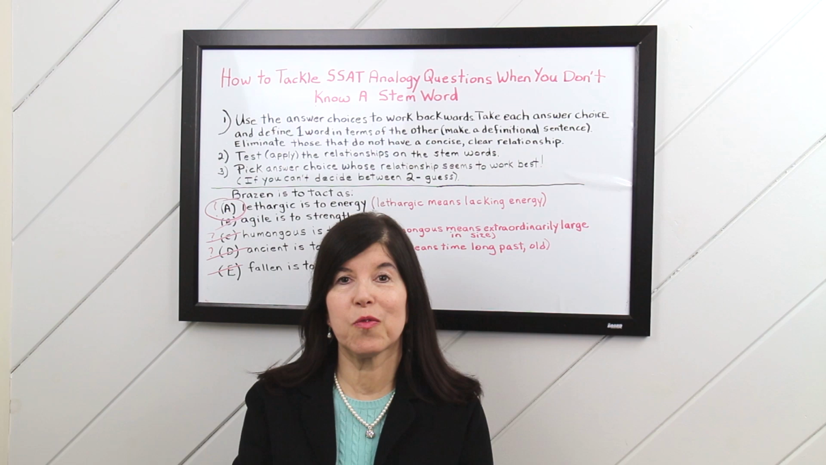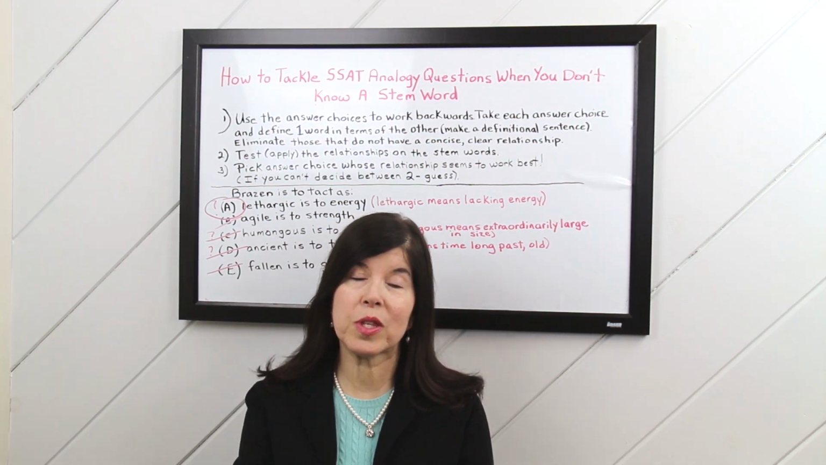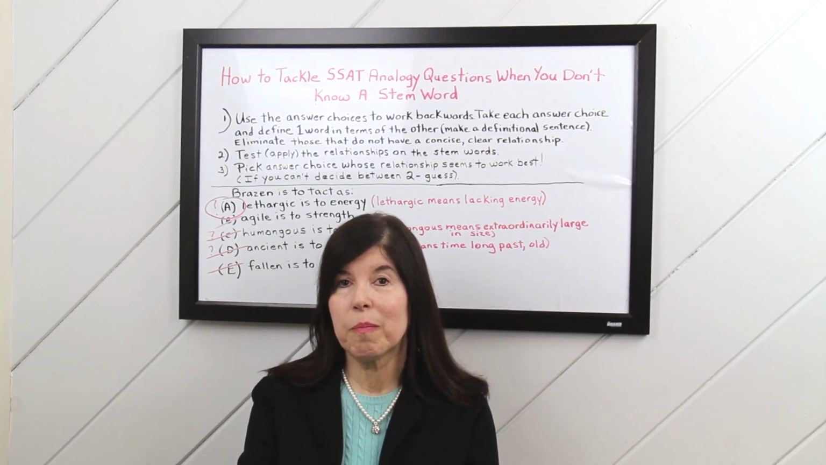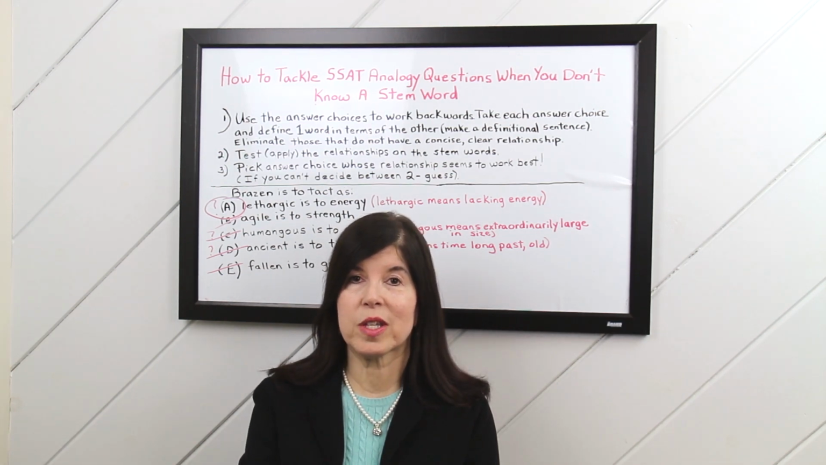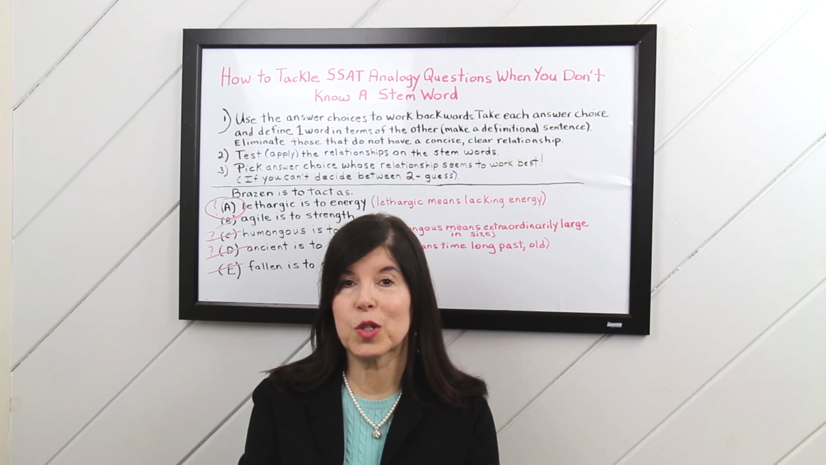Here's a bonus tip for you. In rare instances, you might find that you don't know both stem words. For example, in the example we just did, if you didn't know brazen or tact. Basically, you can use the same strategy. Use the answer choices to look for clear, concise relationships, make a definitional sentence, this means that, and then pick the answer choice with the best, most clear relationship, and chances are you've found your answer.